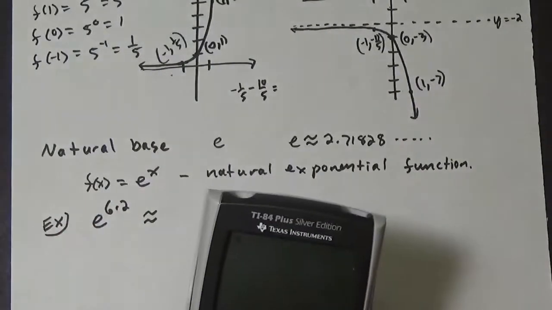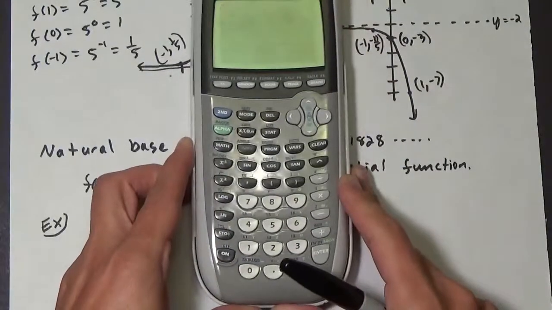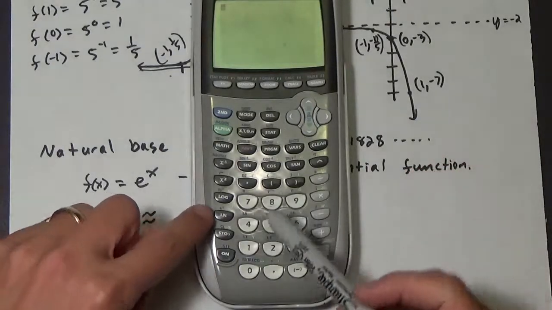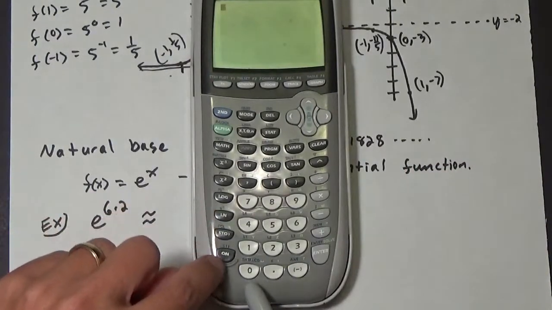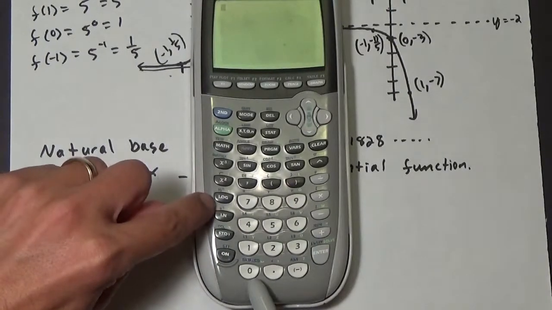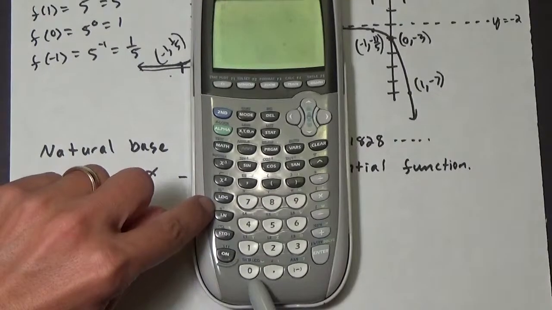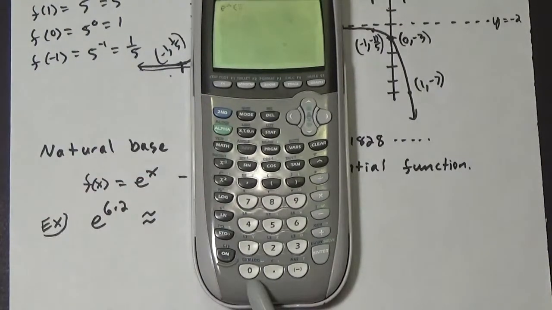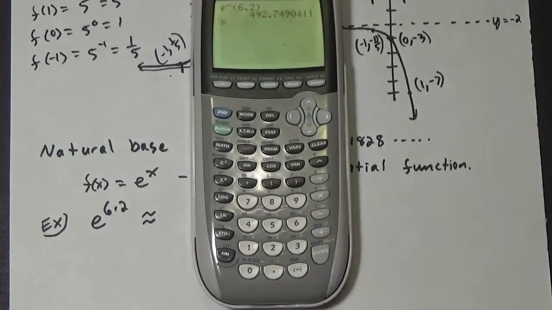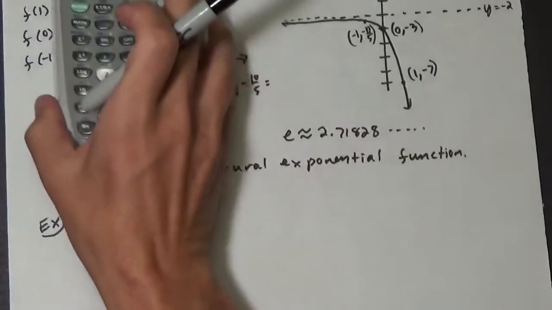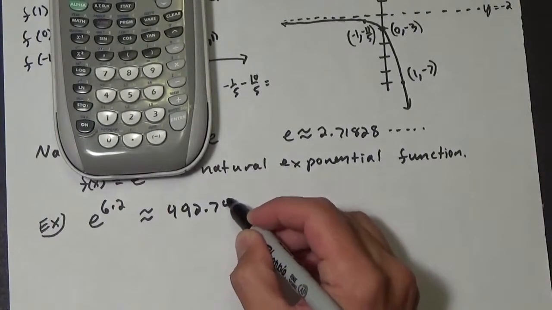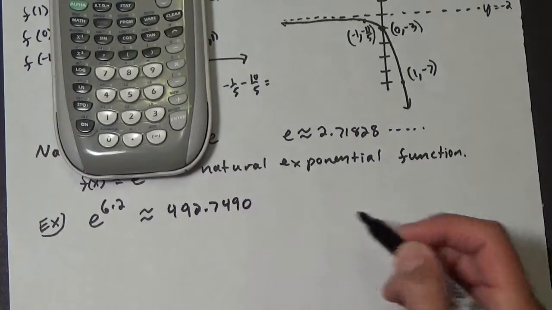So you get out your calculator. And e is actually located in two spots. One of the spots, the one that we're going to use, is here: you have your on button, store button, ln button, we'll talk about that later. And then in blue you have e to the x. That's the one I like to use. E to the x of 6.2, and boom. We get approximately 492.7490.